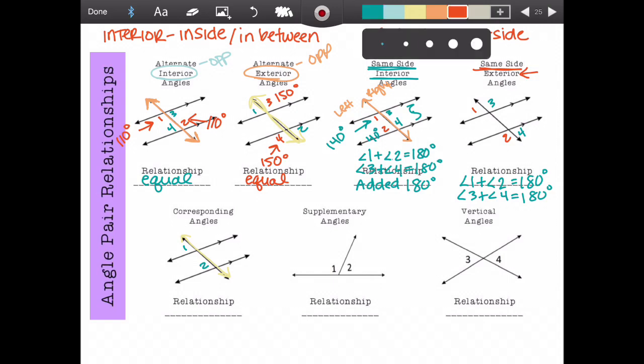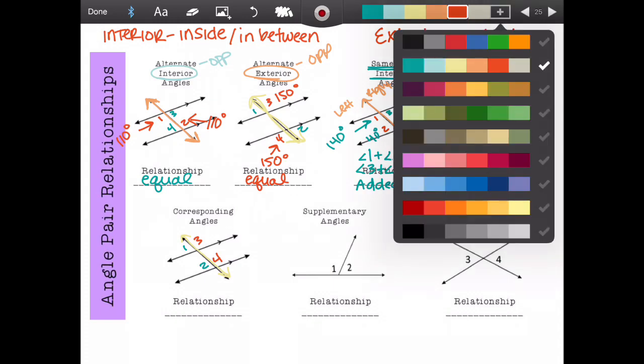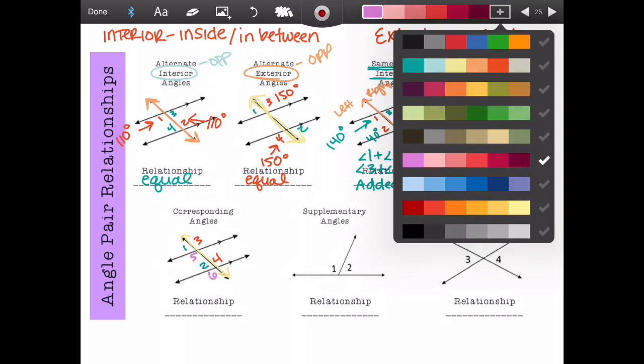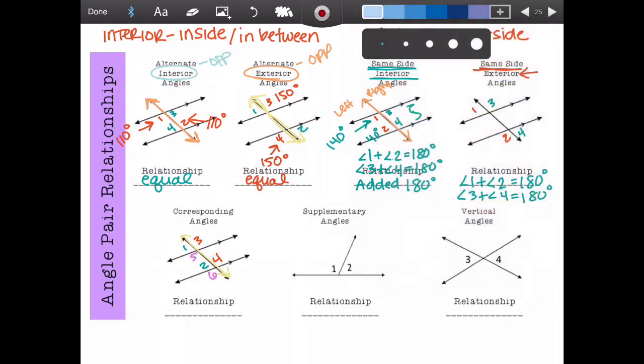Another example would be angle 3 and angle 4, where again they're on the same side of the transversal, but one's on the exterior and one's on the interior. There's quite a few pairs of corresponding angles here, so I'm going to find another one. Angle 5 and angle 6 are also corresponding. So again, same side of the transversal, one is on the inside, one is on the outside. And there's one more pair here. Let me get a different color. Angle 7 and angle 8. Okay, so those are all corresponding angles.